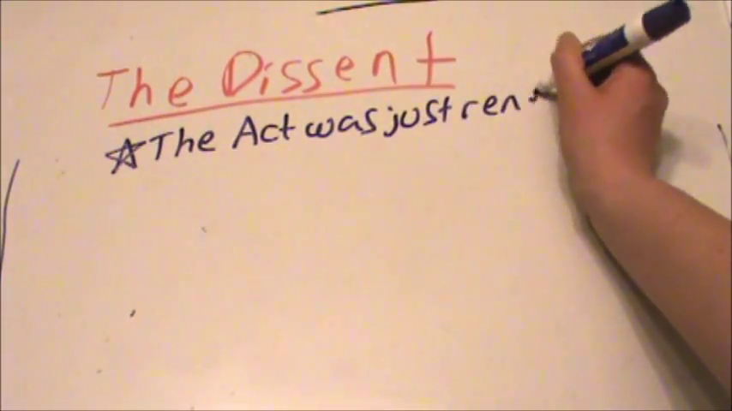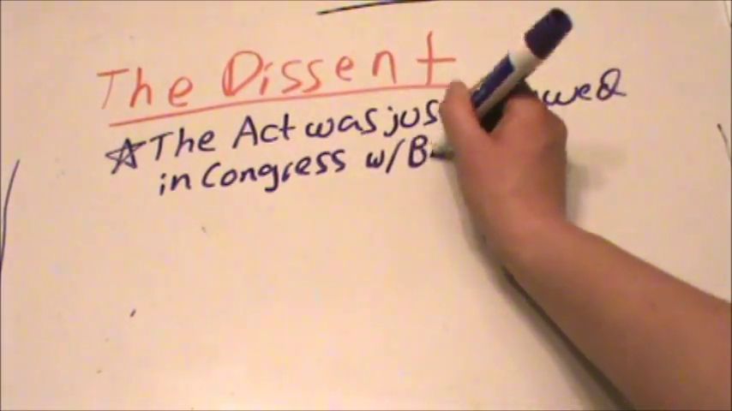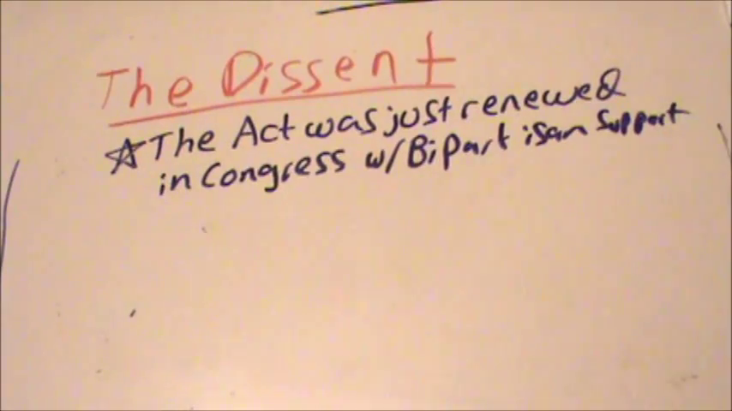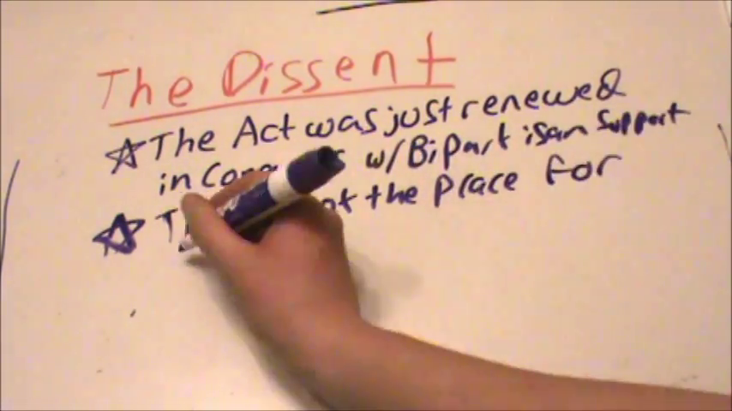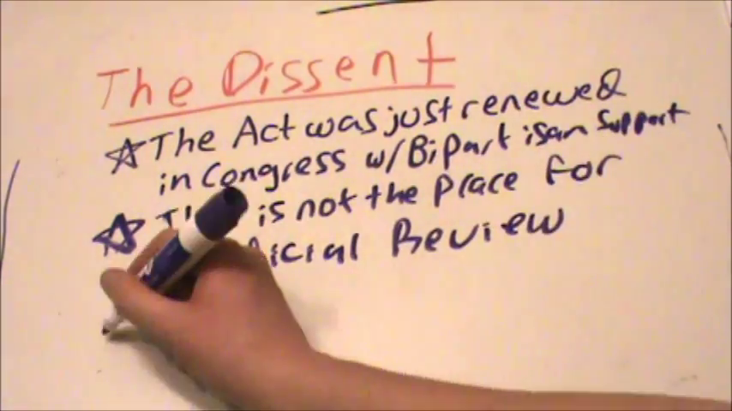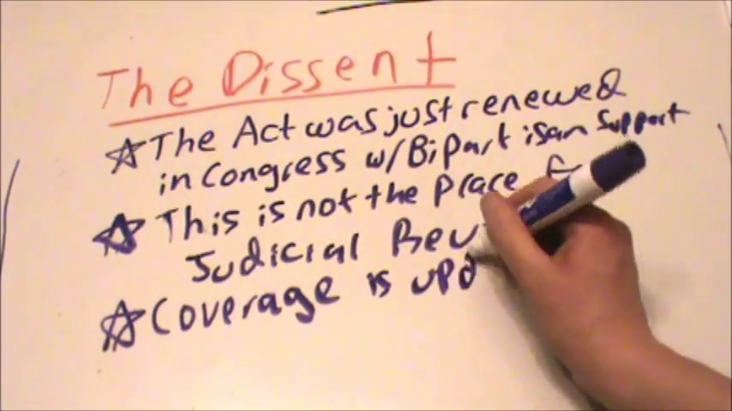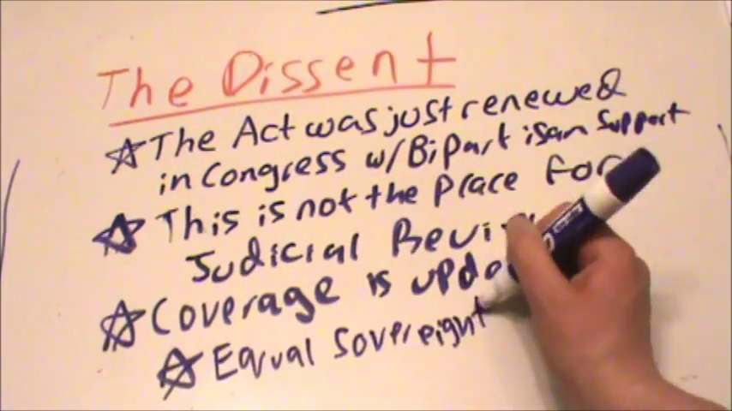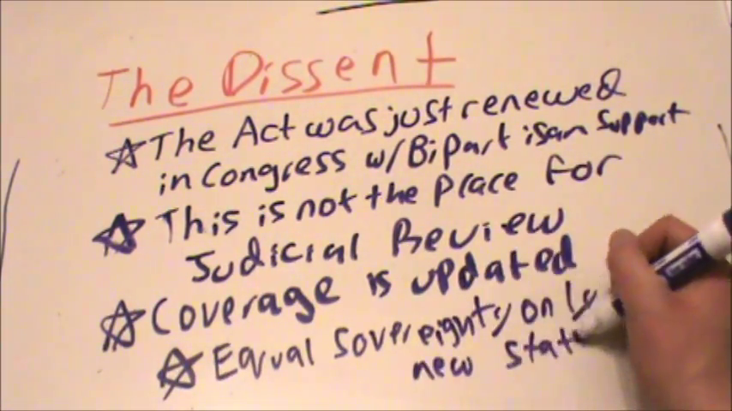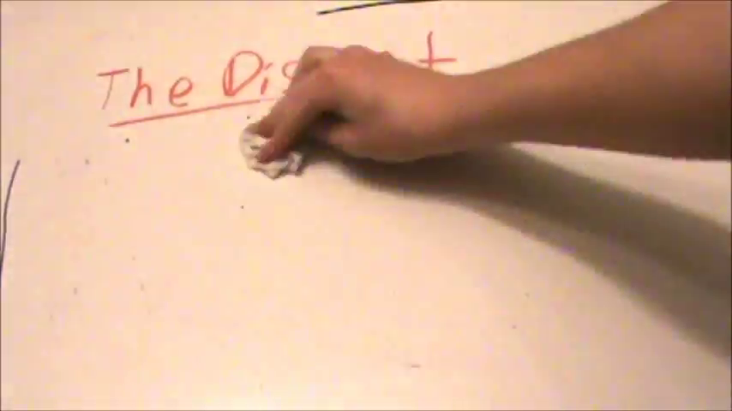On the other hand, the dissent cites that the act was renewed in Congress by bipartisan support recently, also that this is not really a type of case for judicial review, and also that the coverage formula is updated every 10 years, and also that equal sovereignty is meant to be a protection only for new states.